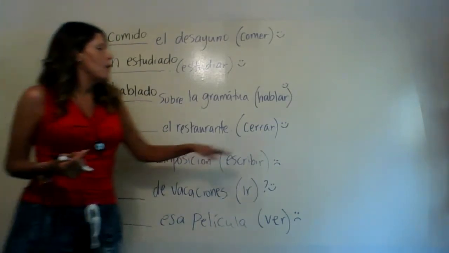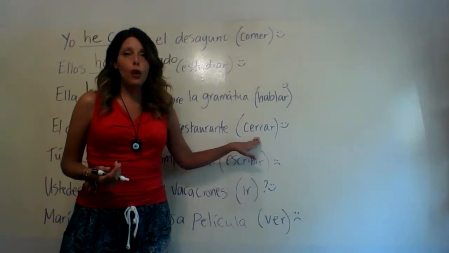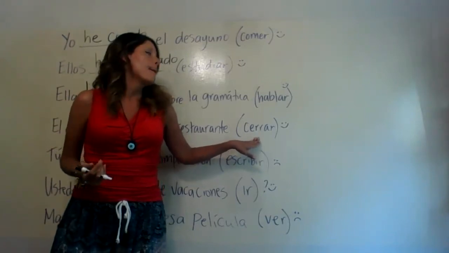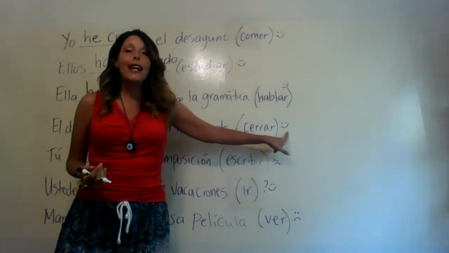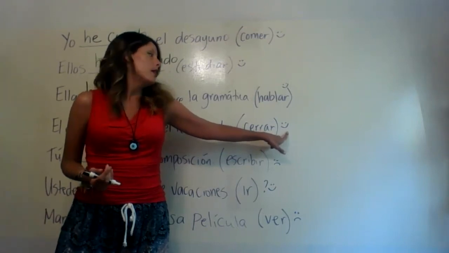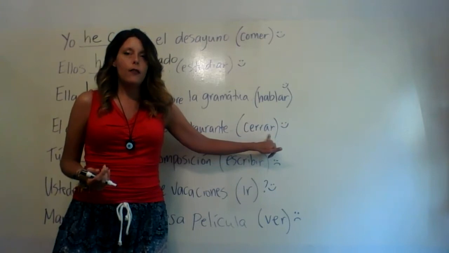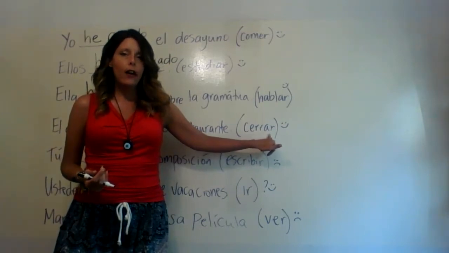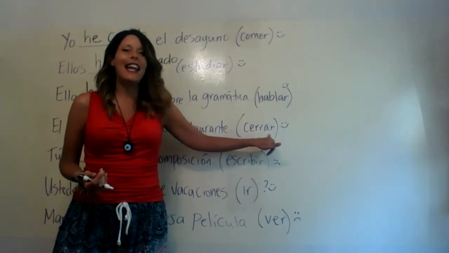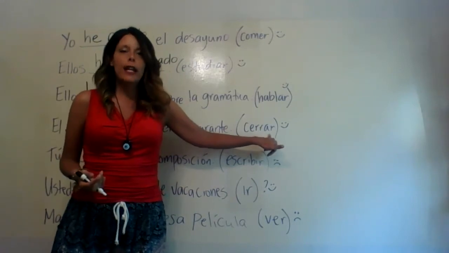Then we have the verb cerrar, to close. Cerrar. It is a regular participle. So whenever we need to make it a participle, we're just going to chop off this AR from the verb, C-E-R-R-A-R, chop off the AR and add A-D-O, ado, to make it a participle.